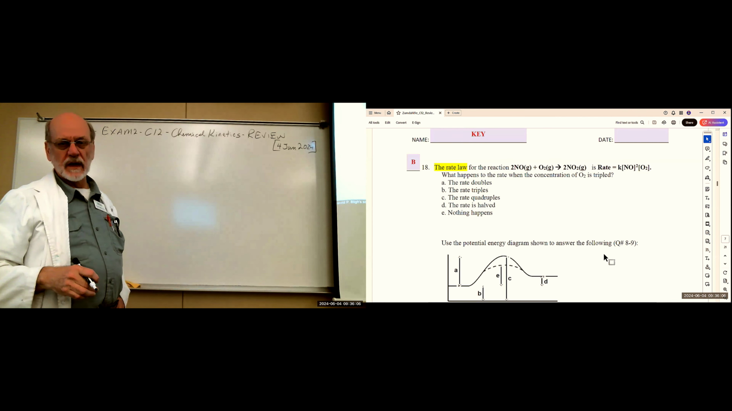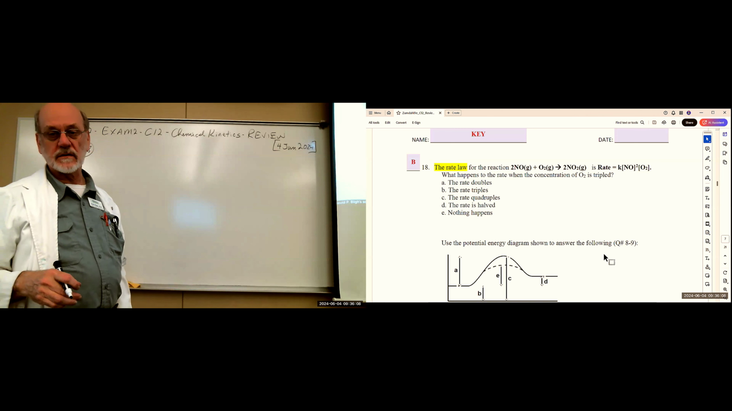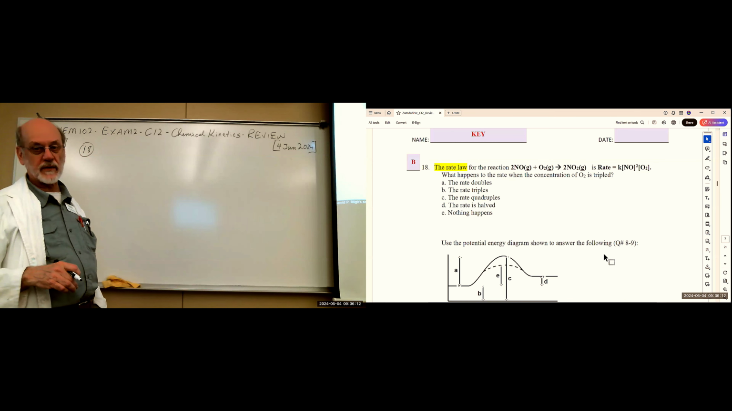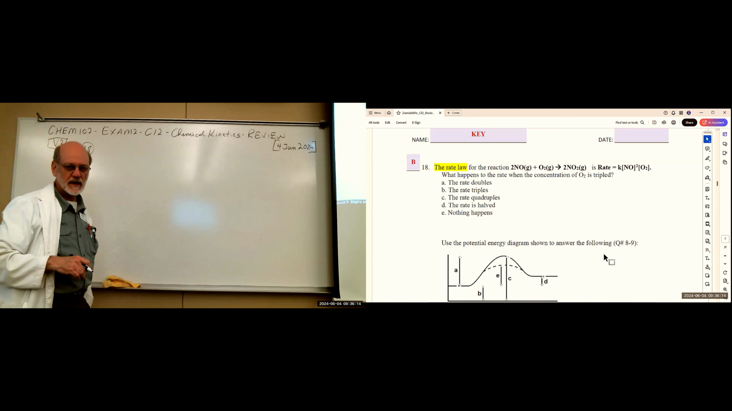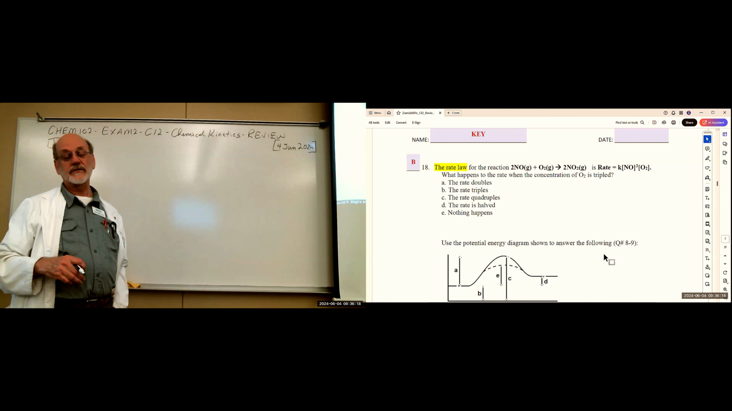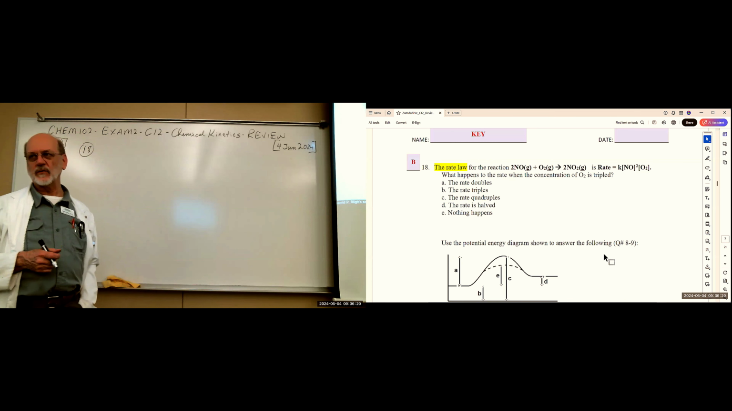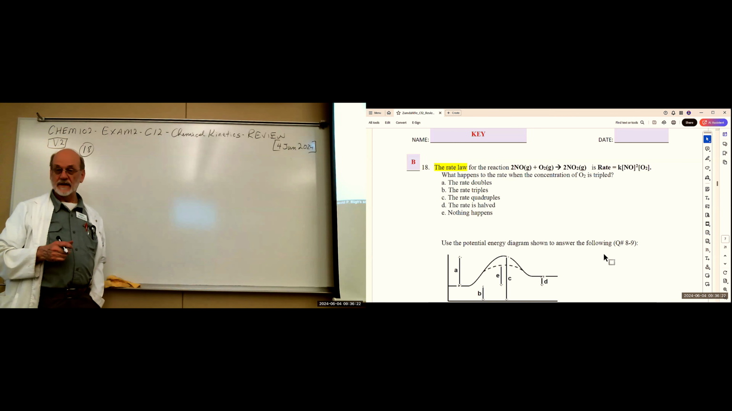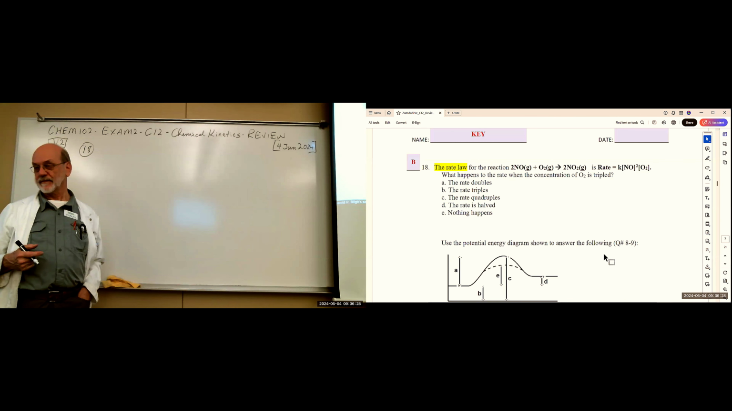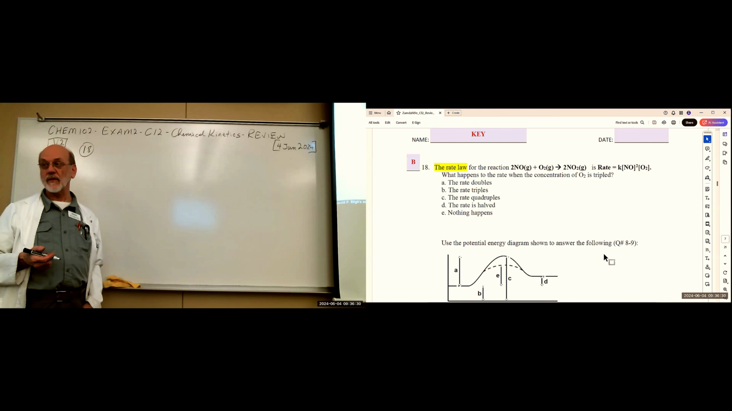Good. The rate law for this reaction is NO squared times O2 to the first power. What happens to the rate when the concentration of oxygen triples? All right, so this is the same as that one before. Since oxygen is first order, if you triple the concentration, triple the rate. Right? It's 3 to the first power.